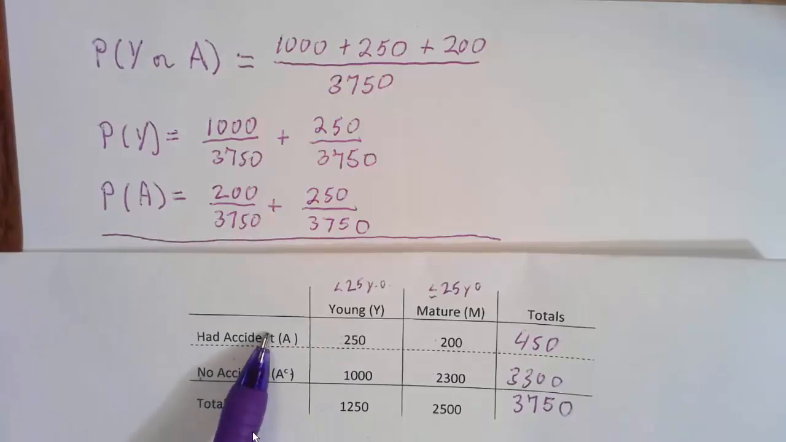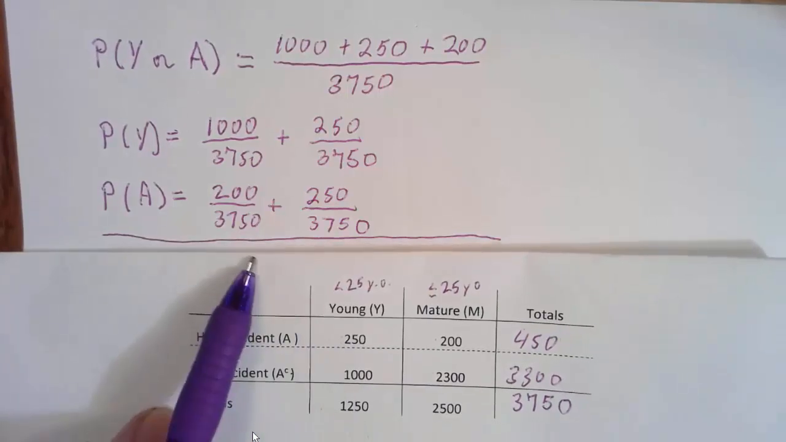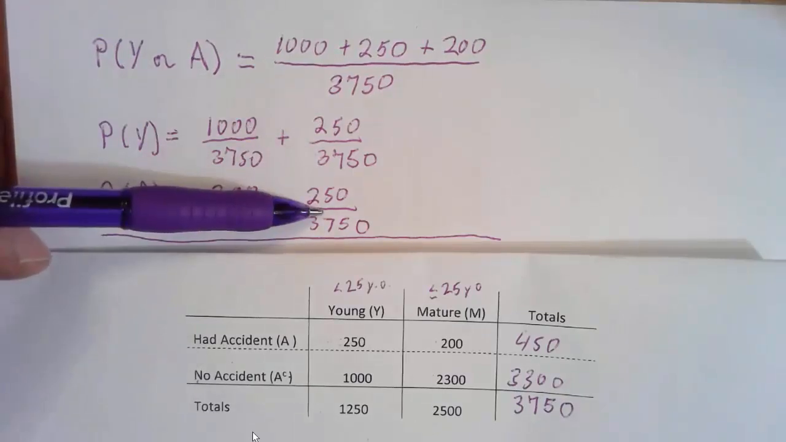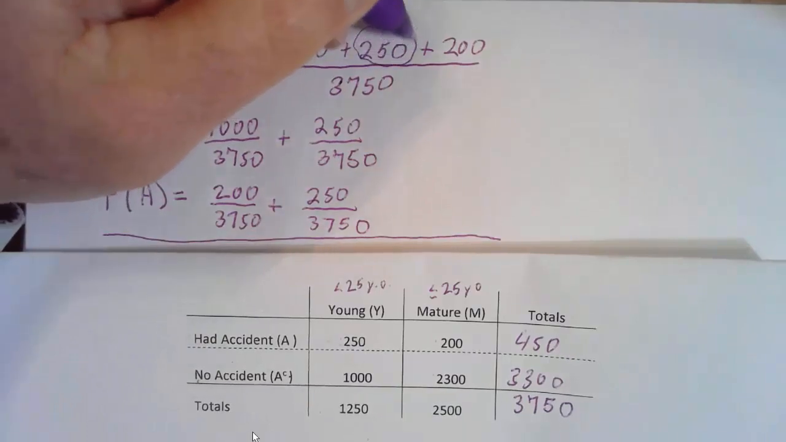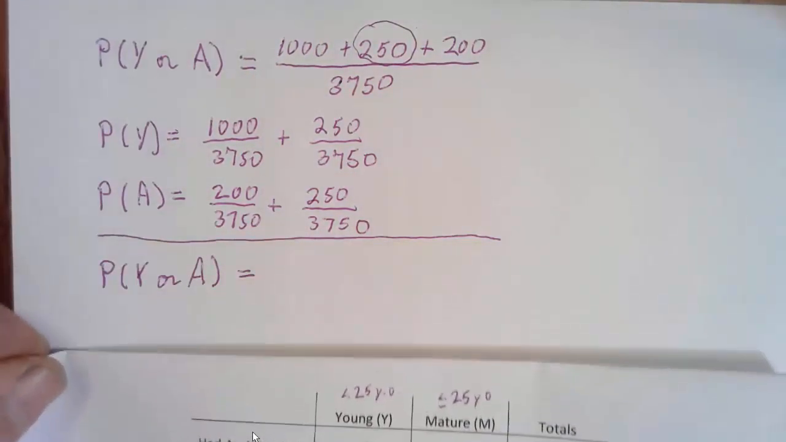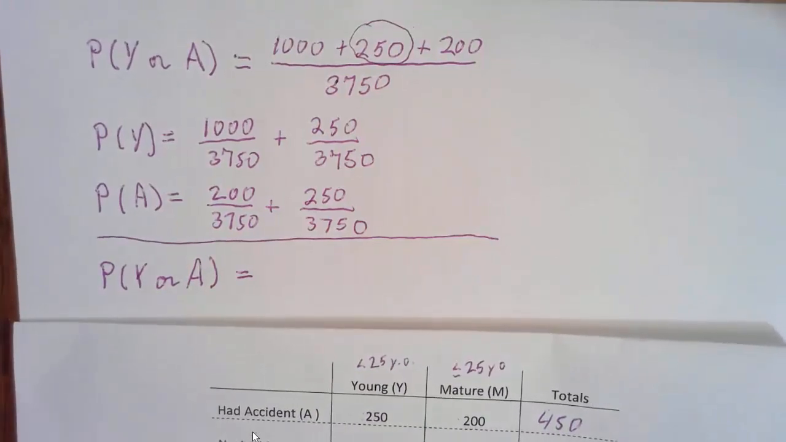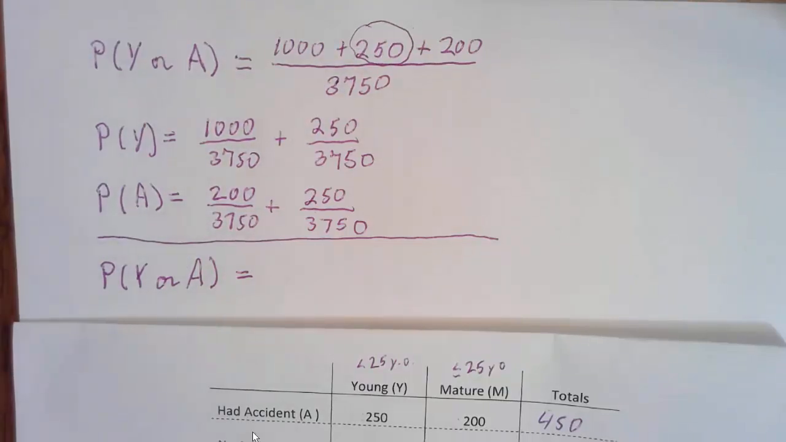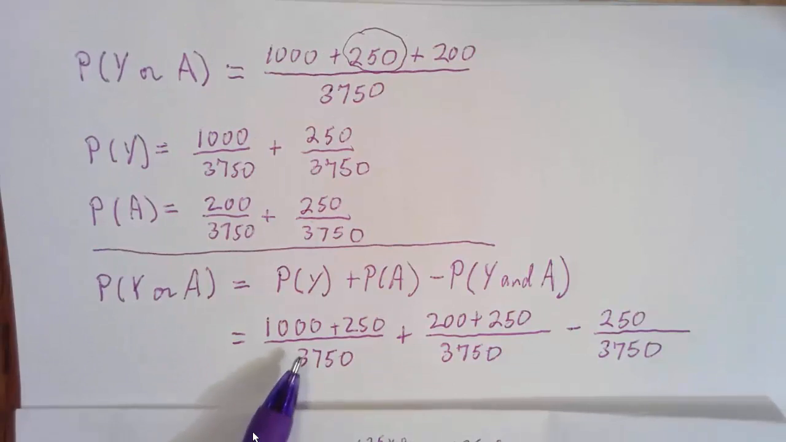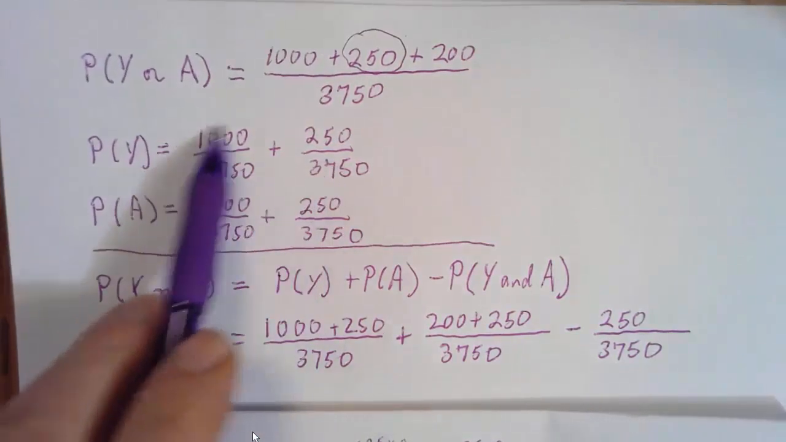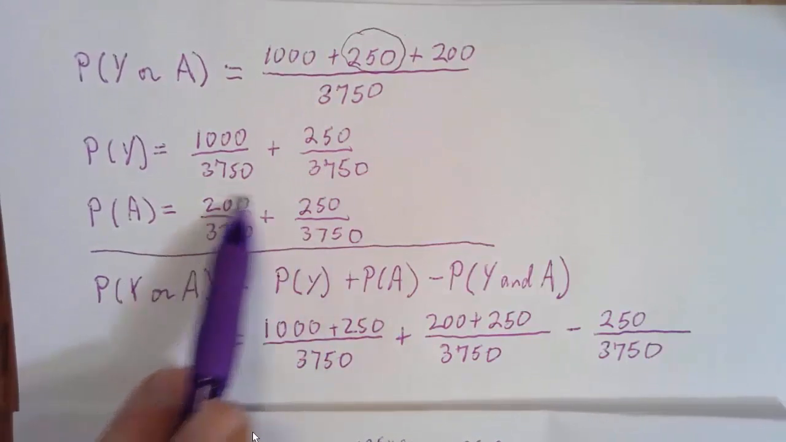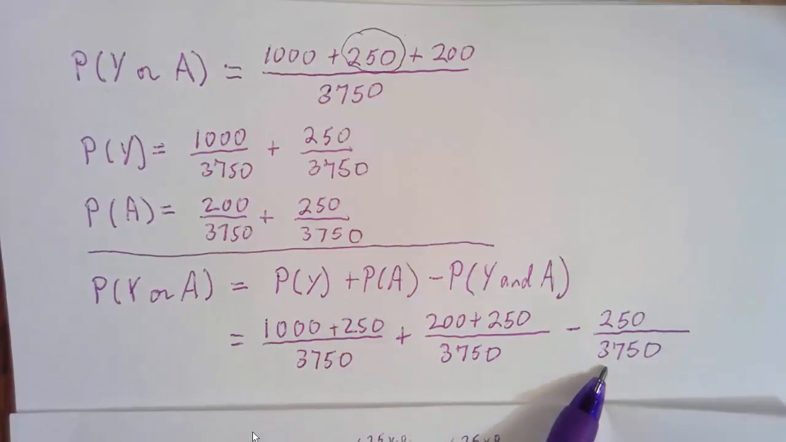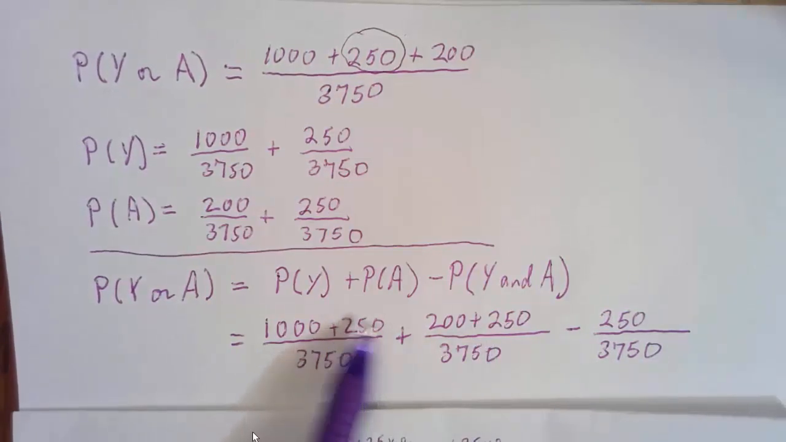Here are the cells for those customers that had accidents. If we simply add these up, the 250 will appear twice in the sum, whereas the correct sum would have the 250 only once. So what we are going to do is to add these two rows and then subtract out the count that gets in there twice. In terms of the arithmetic, we need to add this sum plus this sum and then subtract out the 250 over 3750 once because it's now in here twice.